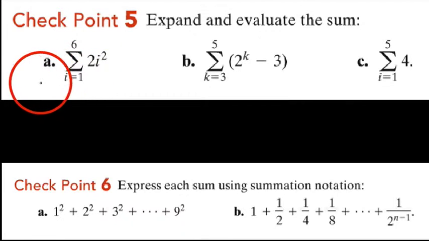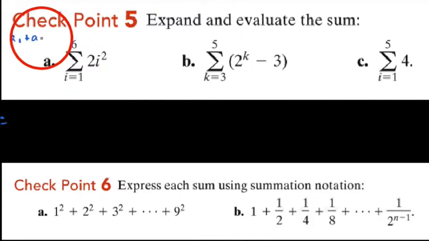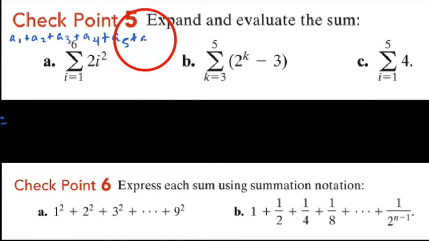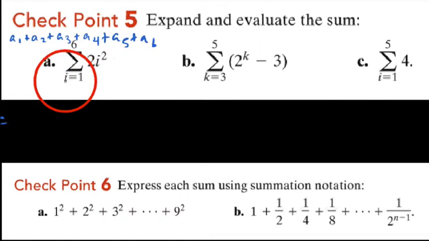And if we're going to expand this sum, essentially what we need to do, and I'll write this just for this first example, is find a1 and add it to a2, and add that to a3 and a4 and a5 and a6. So what this means is we're going to need to know the values of a1 through a6, meaning that we're going to have to plug into our rule.